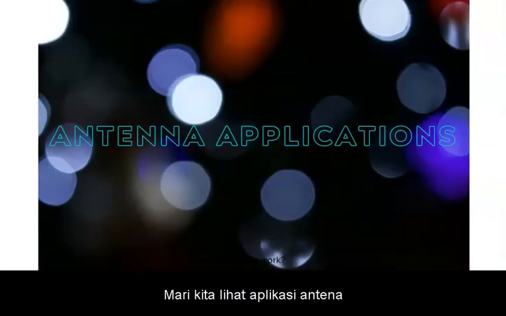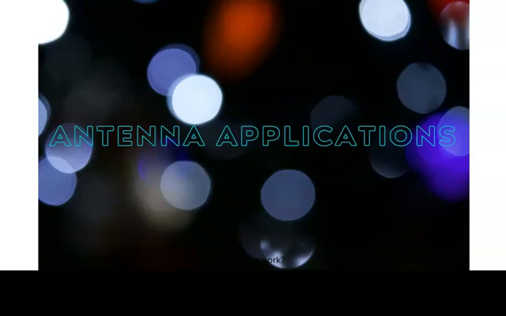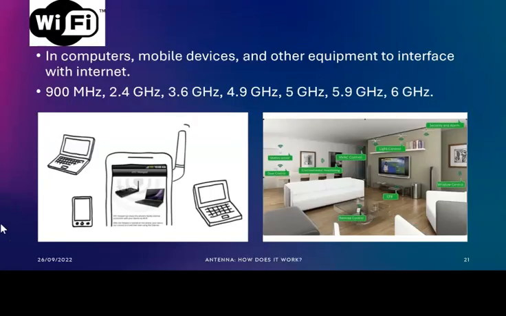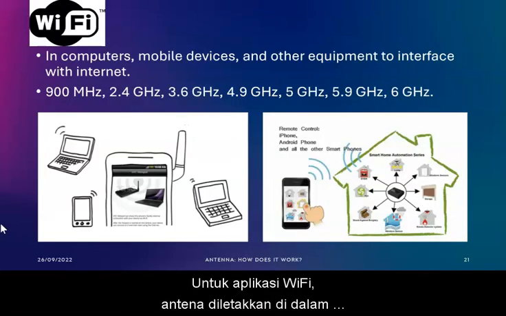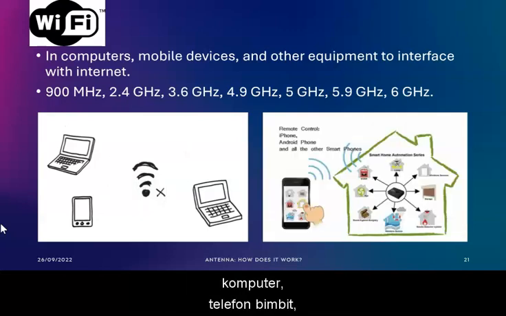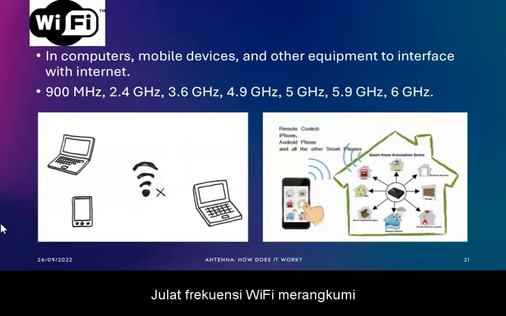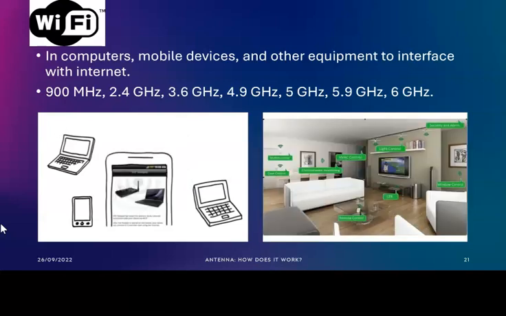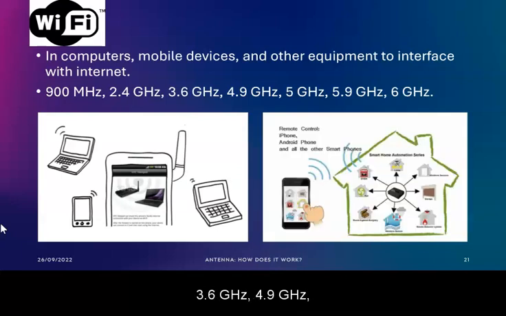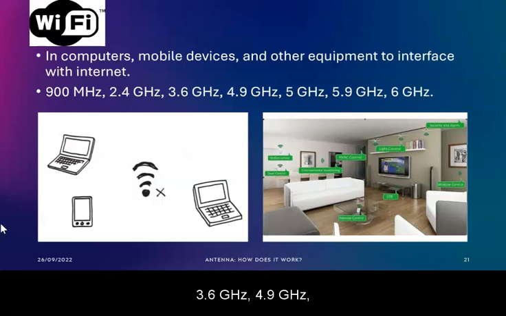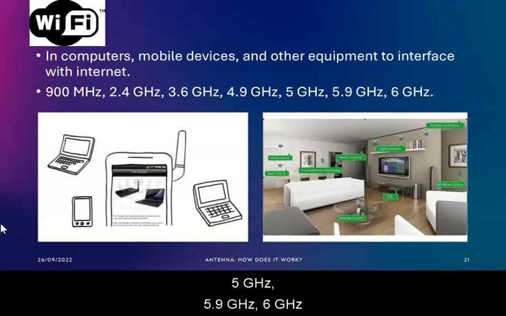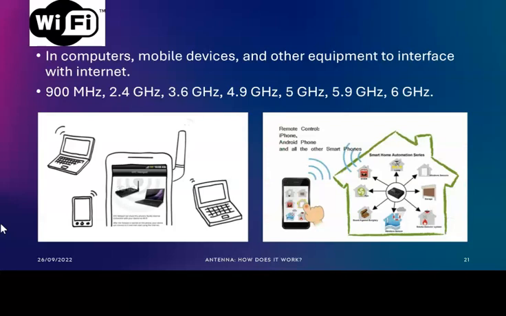Let's move on to antenna applications. For Wi-Fi applications, antennas are placed in computers, mobile devices, and other equipment to interface with the Internet. The frequency ranges are 900 MHz, 2.4 GHz, 3.6 GHz, 4.9, 5, 5.9, and 6 GHz.